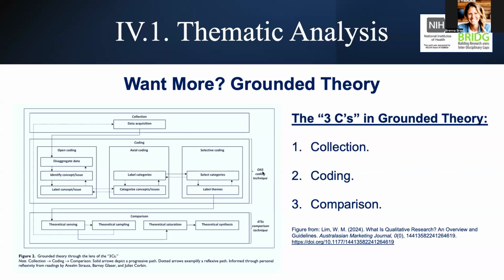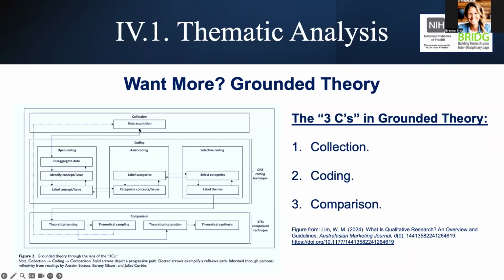So this is a schematic, again, from Lim's 2024 publication, What is Qualitative Research? This is figure 2, and it's looking at grounded theory, which we covered in module 2, through the lens of the 3 C's of qualitative analysis or thematic analysis. What are the 3 C's? Collection, coding, and comparison. So here we collect the data, then we code the data, and then we compare the data. And let me go through this process a little bit more.